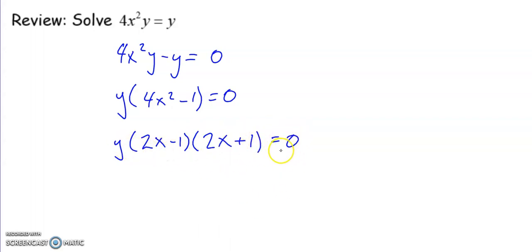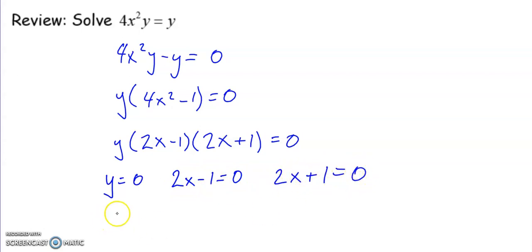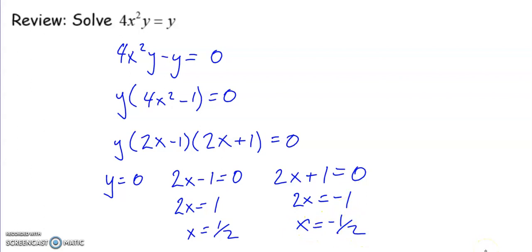When we are multiplying multiple terms together and the answer is 0, what we know is at least one of these has to be 0. So any number of them could be equal to 0. So we're going to find out what all these x values are. So we know y equals 0. Here we would have 2x equals 1. So x would equal 1/2. I would subtract 1 in this case, and I would divide by 2. And there are my 3 answers. I have an answer for y and two answers for x. And x is going to have 2 answers because of that x squared.